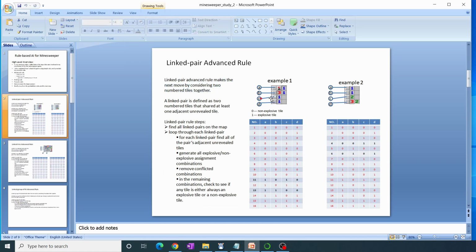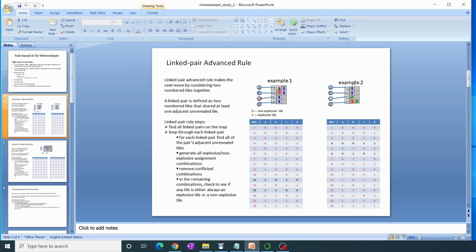In example 1, if we focus on tile number 3, we know that tiles A, B, and C need to have two explosive tiles. But B and C cannot both be explosive because B and C are also next to tile number 1, which means B and C can only have one explosive tile. That leaves tile A no choice but to be an explosive tile. On the other hand, since B and C need to have one explosive, tile D cannot be an explosive tile anymore.